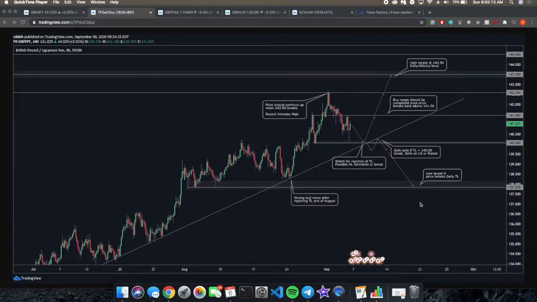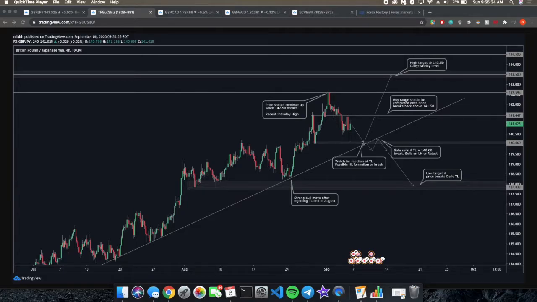Hello, this is GBPJPY analysis for the second week of September. What we saw last week, so I've annotated it, was we created an intraday high right here, a recent intraday high, and we did pull back down to 140.0. This market structure level you see here is 4-hour market structure.